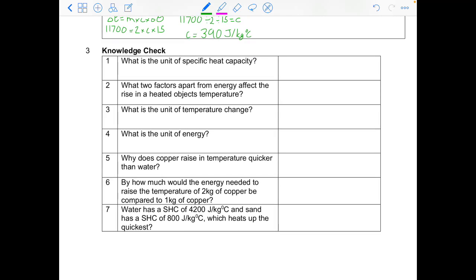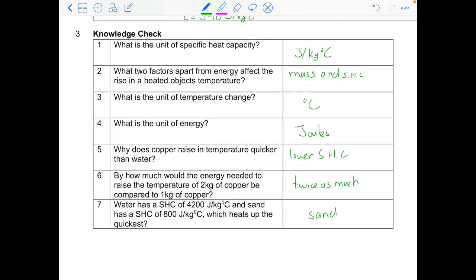So here we have a knowledge check. Go through and give them a go. Questions 6 and 7 look like they might need a calculation, so have your calculator ready, and then come back for the answers. So here are the answers to the knowledge check. We have our units. Remember, if it asks for units, it asks for the SI unit. So you couldn't do temperature change in degrees Fahrenheit or Kelvin, because we're looking for those scientific units. All right. Question 6, by how much energy would it need to raise the temperature of 2 kilograms of copper compared to 1 kilogram of copper?